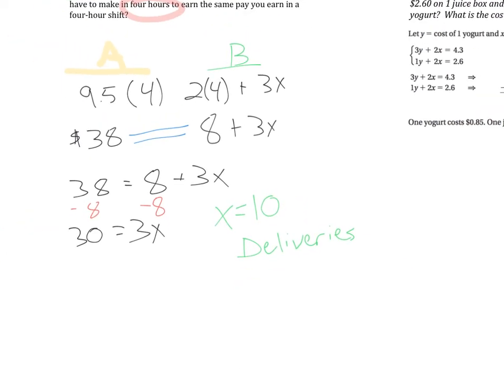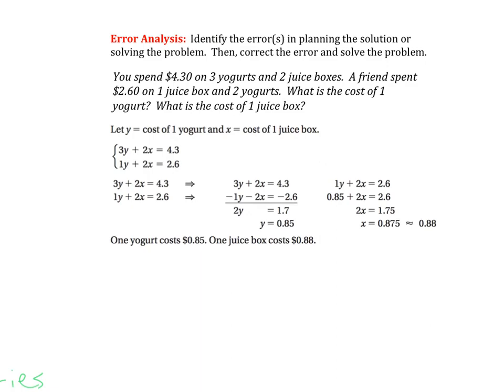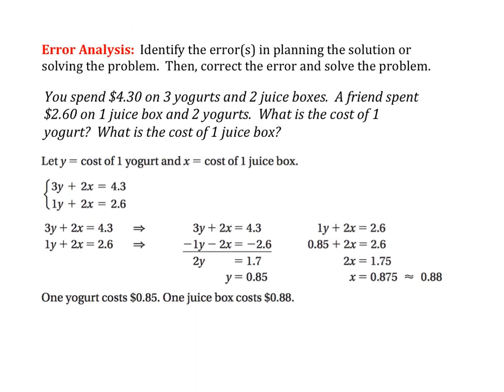All right, and here we go. Let's end on this one. We're going to do some error analysis here. We have another word problem. We spend $4.30 on yogurts and juice boxes. A friend spends $2.60 on yogurts and juice boxes. What's the cost of one yogurt? What's the cost of one juice box?